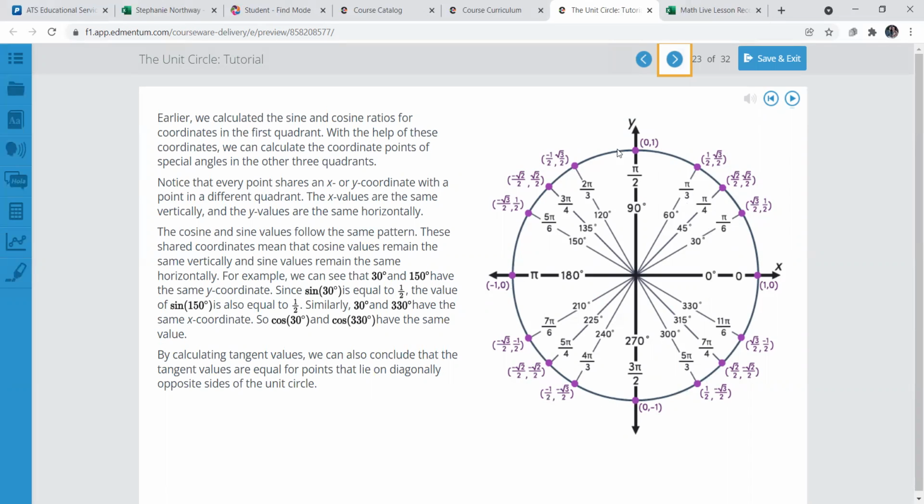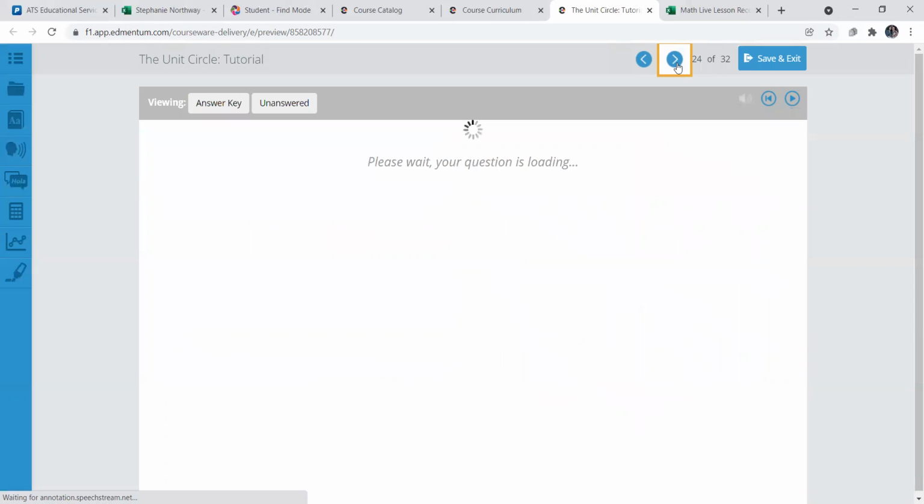You'll get a lot of questions like this. As long as you have a unit circle that's fully filled out like this or has most of this information, answering the questions will be fairly simple because you'll know exactly what to do for it. So let's move on to the next part.